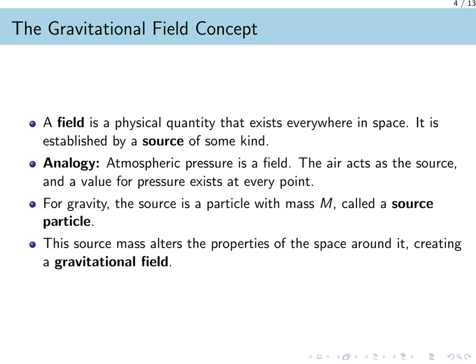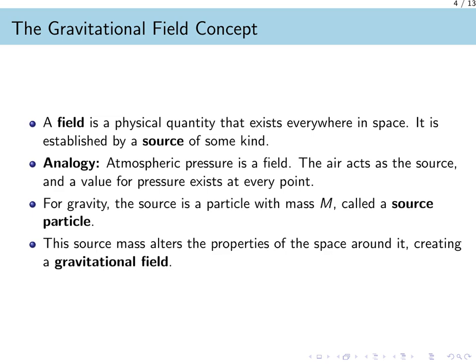To understand how gravity acts across empty space, we introduce a powerful idea, the concept of a field. A field is a physical quantity that has a value at every point in a region of space, and it is established by something we call a source. As an analogy, consider atmospheric pressure. The air itself is the source. Because of this air, every point in the atmosphere, whether at sea level or on a mountaintop, has a specific pressure value. This collection of all pressure values makes up a pressure field.